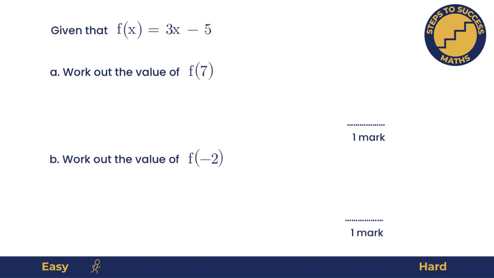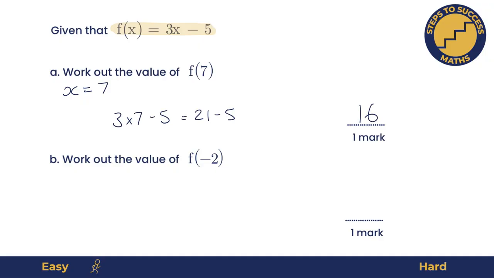Given that f of x is equal to 3x minus 5, work out the value of f of 7. So, you've got this function at the top, f of x equals 3x minus 5, and you want to work out the value of f of 7. So that's just when x is equal to 7. It's like a substitution. So wherever you see x, we're going to replace it with 7. 3 times 7, take away 5. 21, take away 5 is 16.